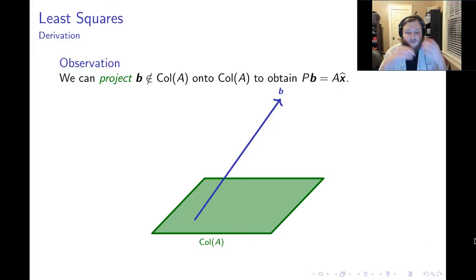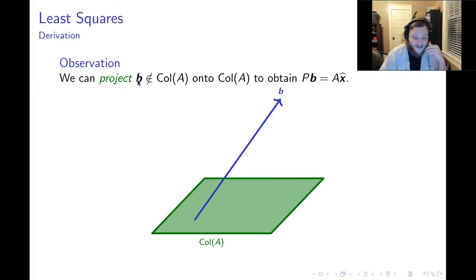So let's now think about the situation we find ourselves in when we are working with an inconsistent system. The situation is that we have some vector b in our system, representing the augmented column, and that vector is not in the column space of our matrix. Well, what do we do when we have a vector that we want to be in a space but isn't in the space? We project. So this is the idea behind projections.